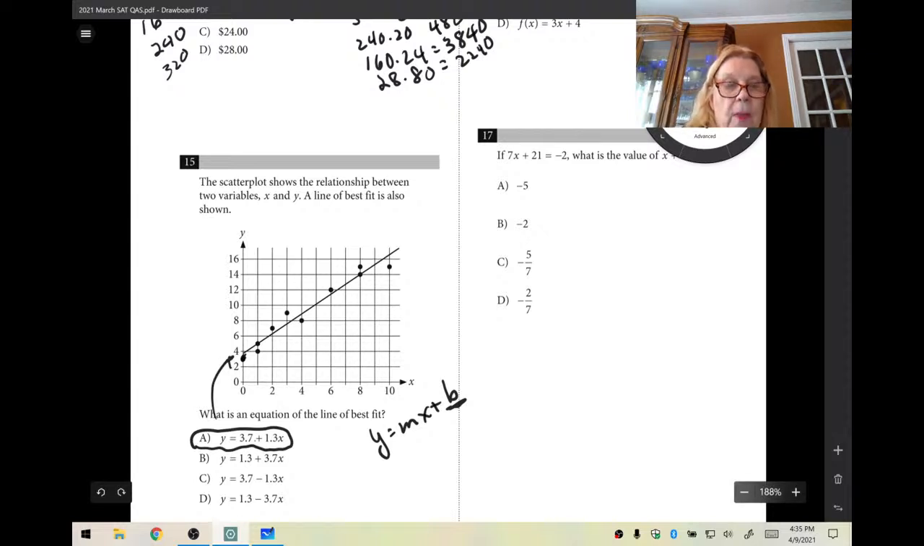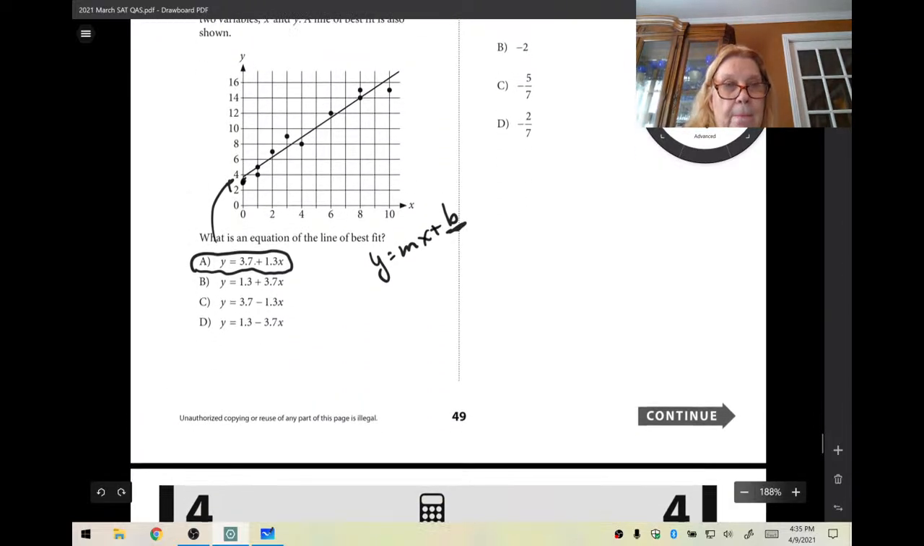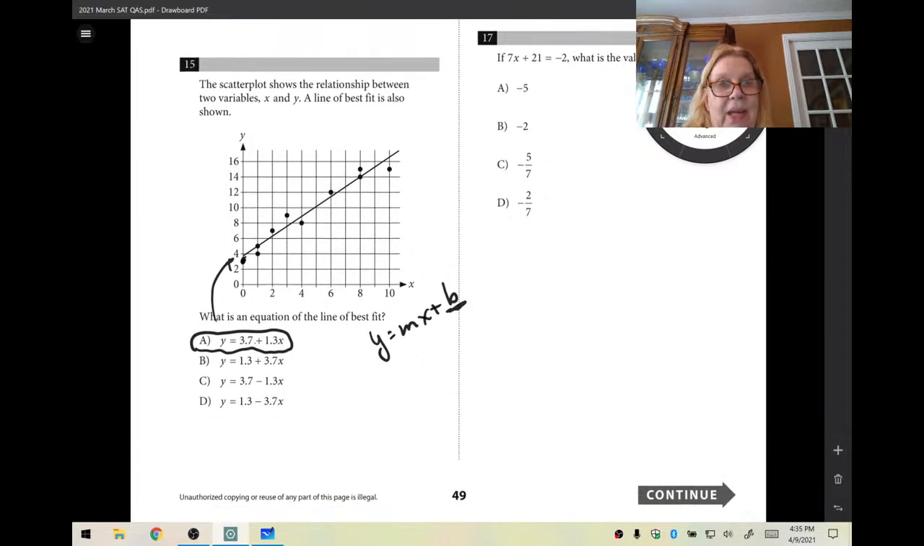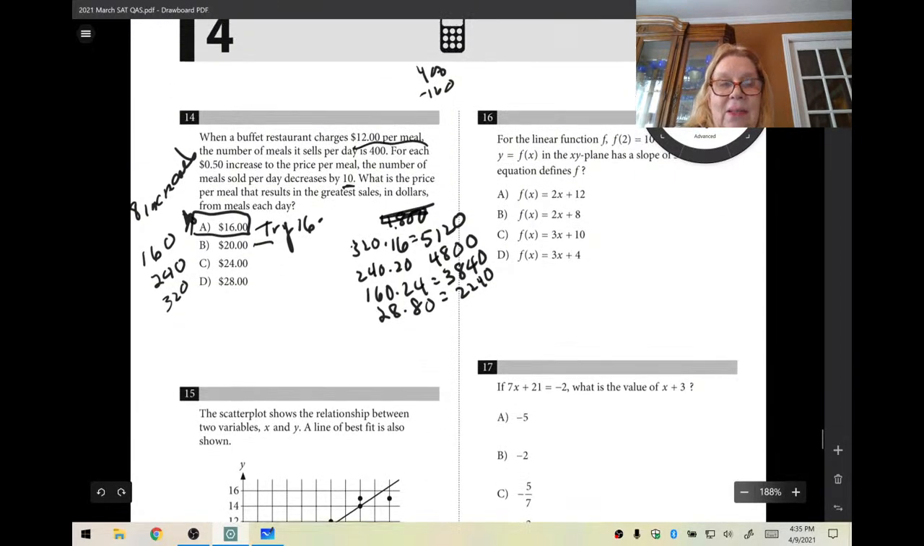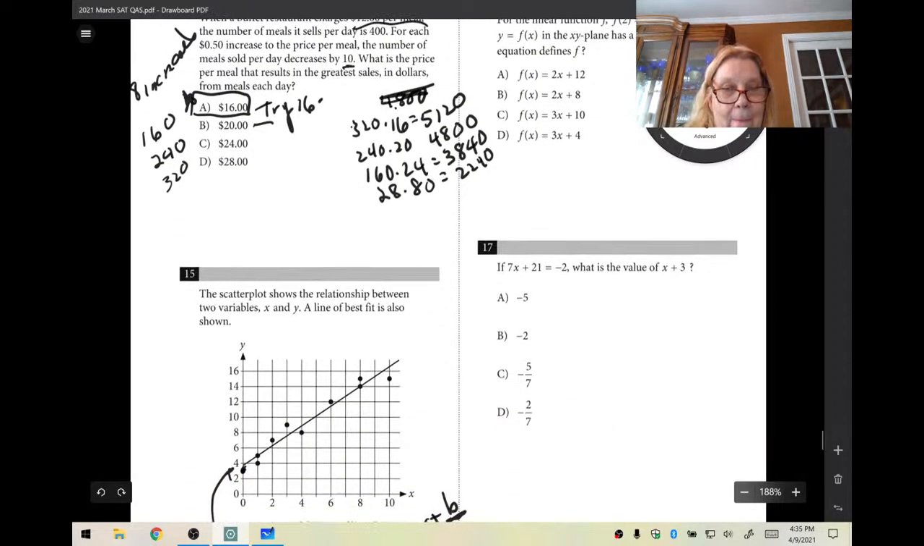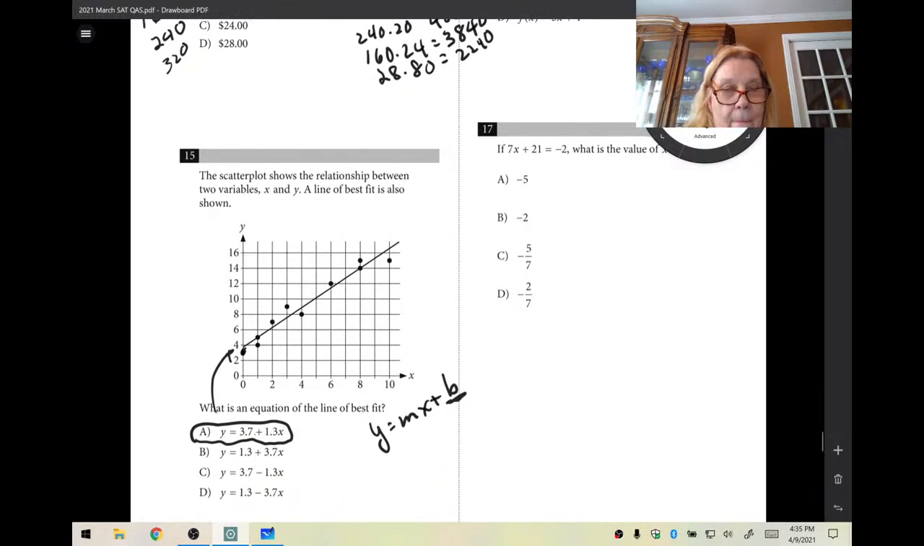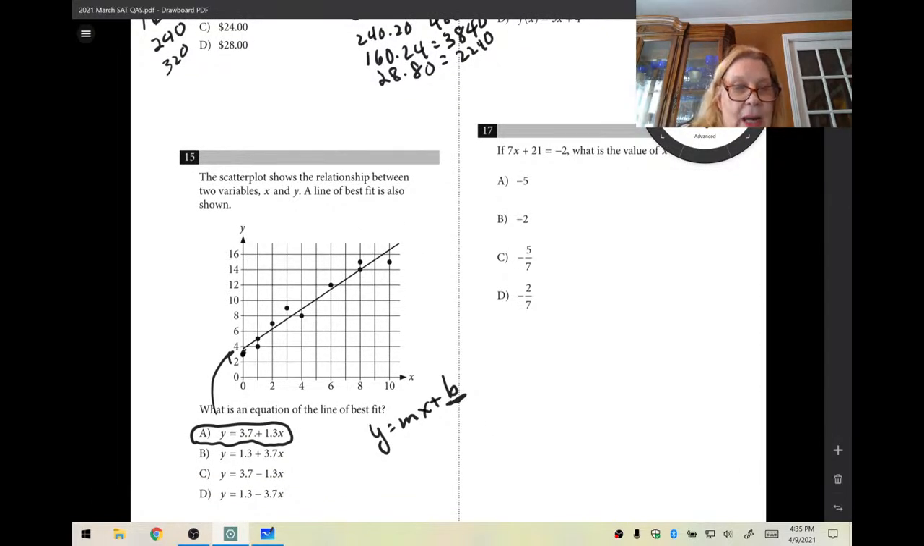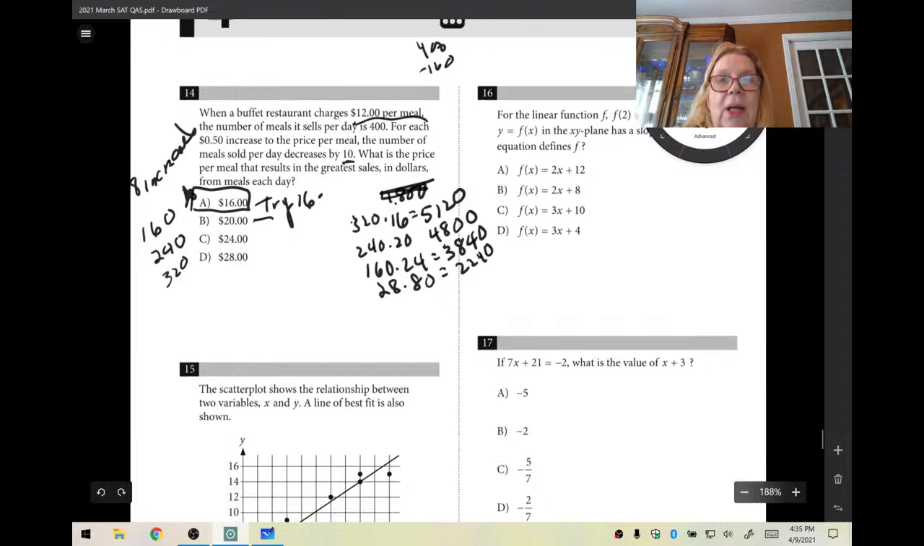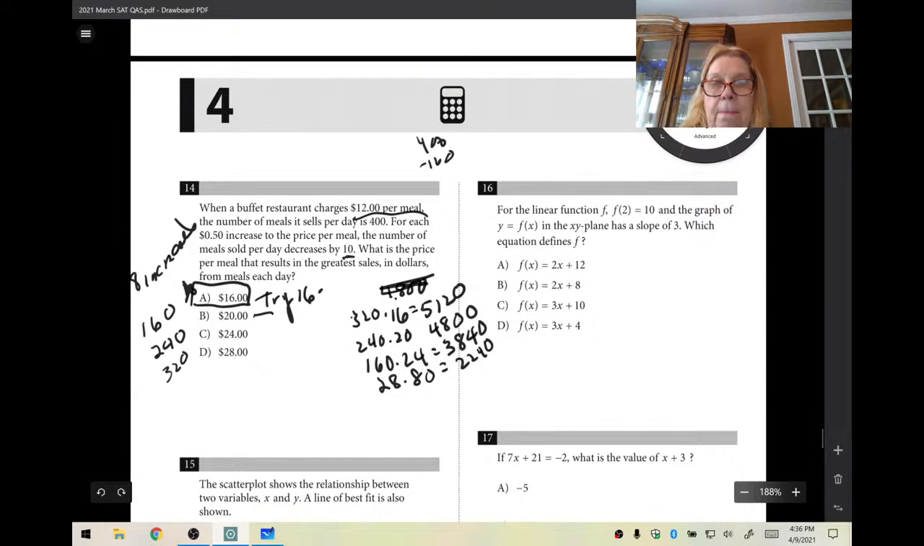So 16. Wait, no, but you got 2 of those. Then I would have to get the slope. Yeah, don't you? No. C's got 3.7. Are you just saying because you know it's not negative? Yeah, because I know it's not negative. Right. So that's why it can't be that one. So let's go to 16.